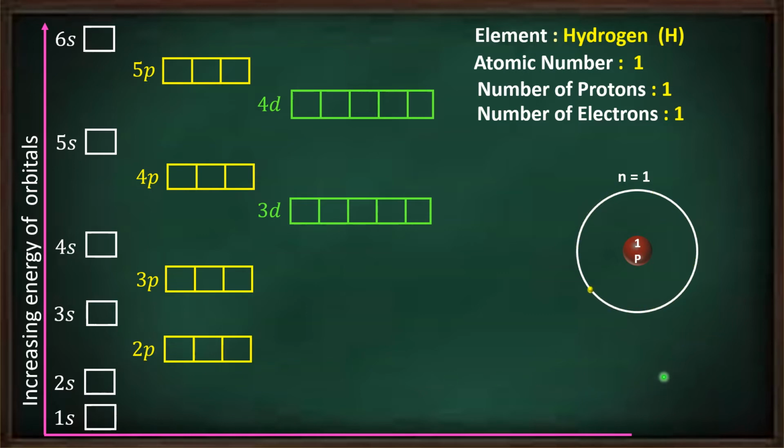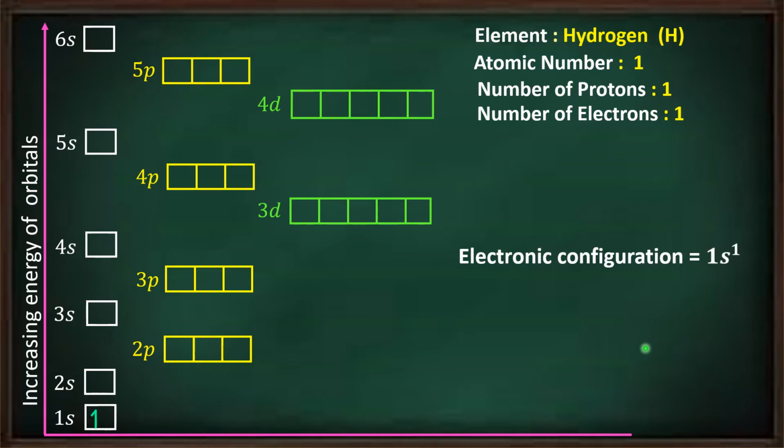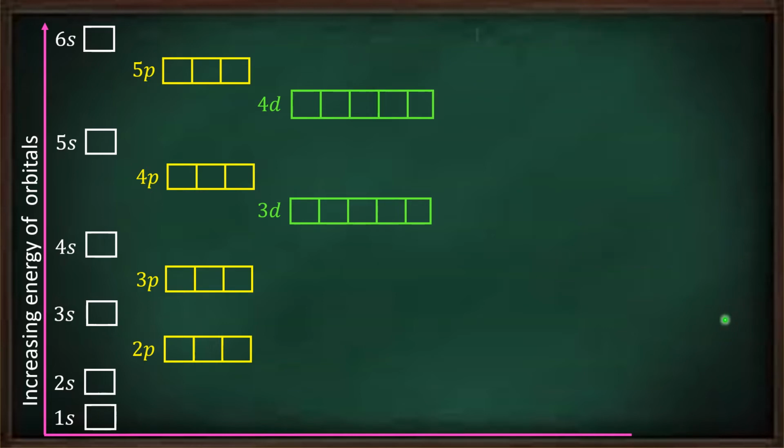So electrons fill 1s orbital first, next 2s orbital, next 2p, like this. So we have only one electron. That electron occupies 1s orbital. Okay, so what is the electronic configuration now? Hydrogen has only one electron that is there in 1s orbital. So electronic configuration of hydrogen is 1s1. Next element is helium, He.